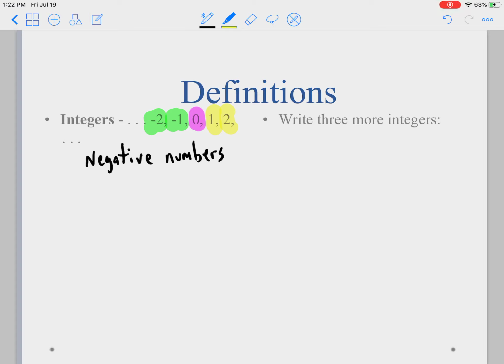So go ahead, write 3 more integers, hit pause. And if I were to add 3 more integers, I'm going to add a variety here. I will include a -4 because negative numbers are integers. I will also include a +3 and a 71. Each of those is considered an integer, both positive and negative numbers along with 0. So now we have 3 sets. We have natural numbers, whole numbers, and integers.